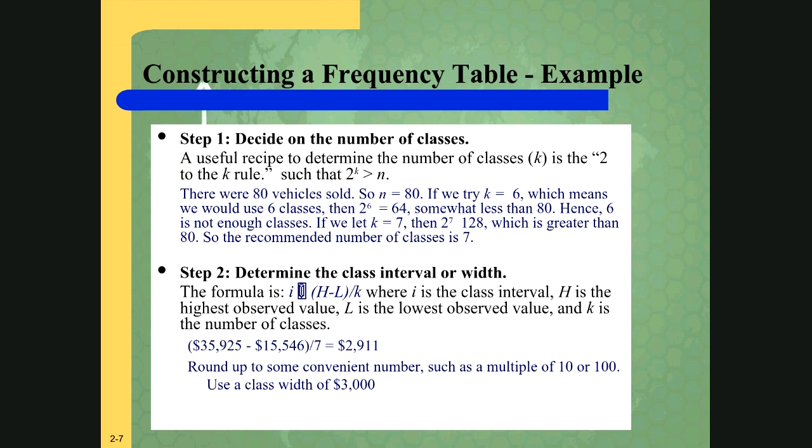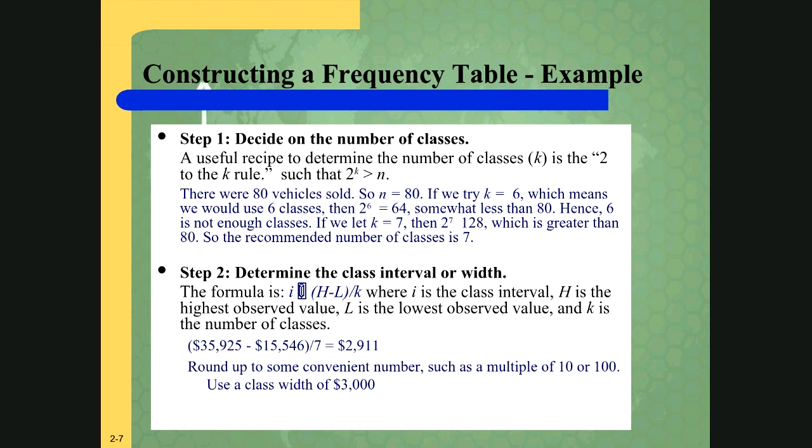We want to determine the class interval, or the width. The formula is I equals the highest minus the lowest divided by k, where I is the class interval, H is the highest observed value, L is the lowest observed value, and k is the number of classes.